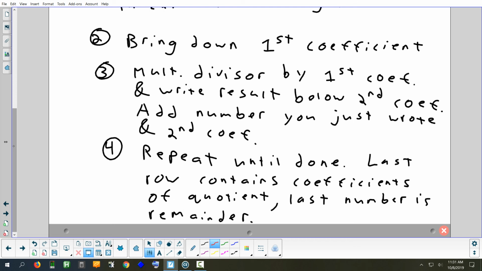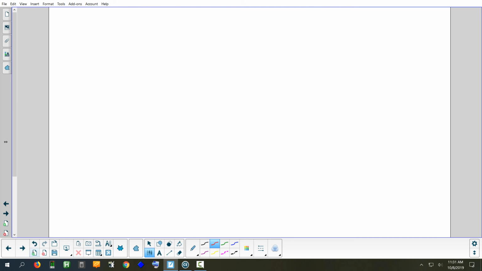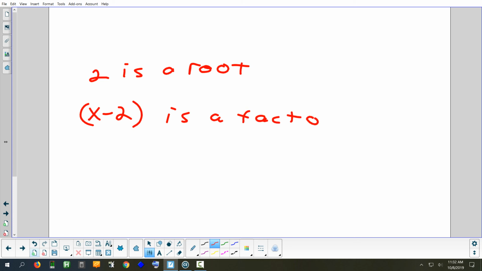All right. So before I go to the next problem, I want to ask you something you're going to need to know to do it. So if I said to you, 2 is a root, what else does that mean? It's a 0, yeah. So it means 2 is a 0. It means 2 is an x-intercept. But it means something else. Yeah? Is it that x minus 2 is a factor? X minus 2 is a factor.